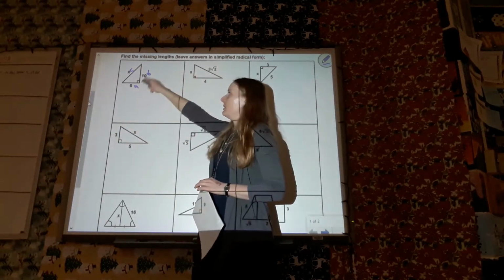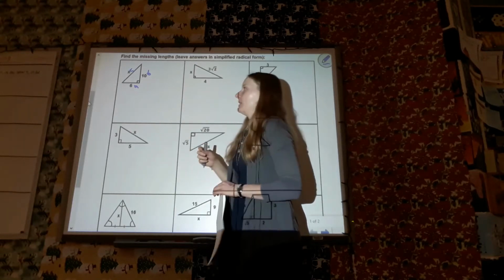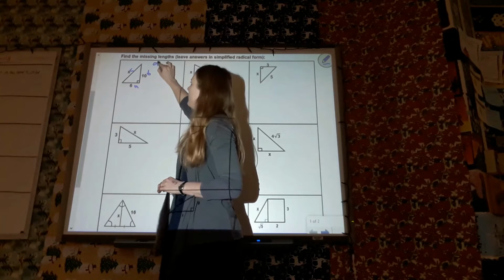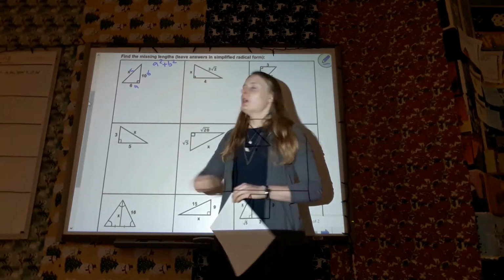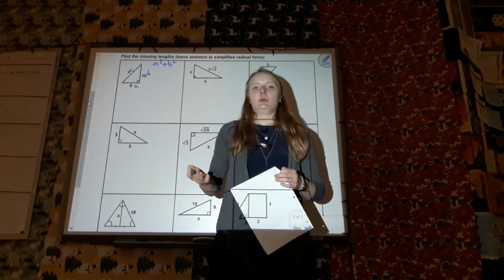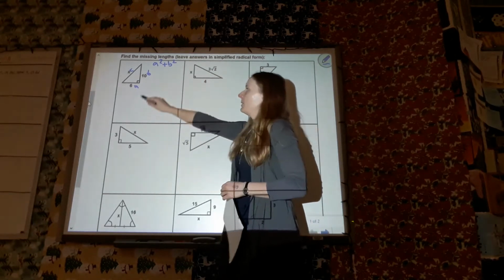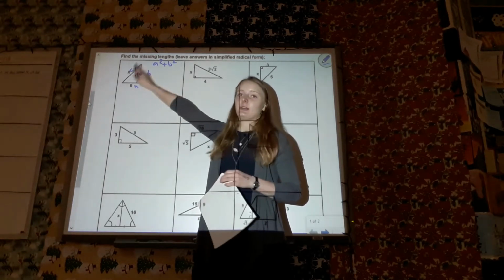Now, I always have a student ask, does it matter which one's A and which one is B? And the answer is no, because in the Pythagorean theorem, that is commutative because it's addition. So you could write it a squared plus b squared or b squared plus a squared, and it wouldn't make a difference. So it doesn't matter which leg is A or B, just make sure you know the difference between the legs and the hypotenuse.